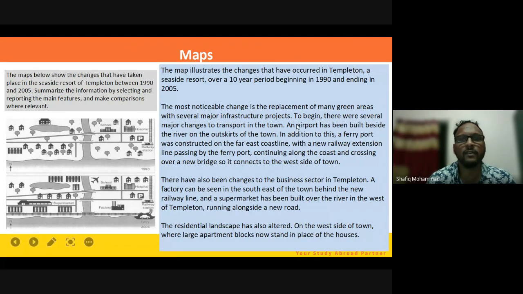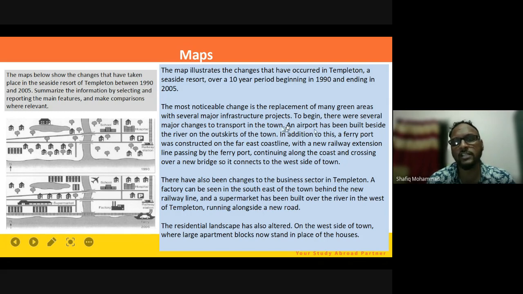Okay, so don't do that. Overview should be given separately. To begin, there were several major changes in the transport of the town. Yeah, this sentence can also be given as the overview. And from here you can cut to the explanation paragraph.